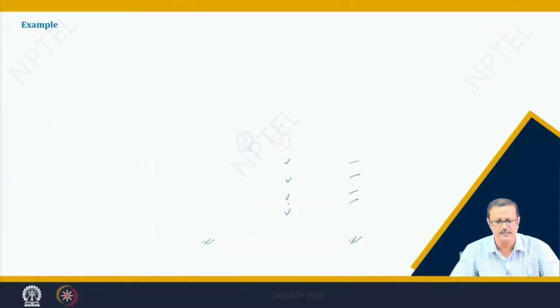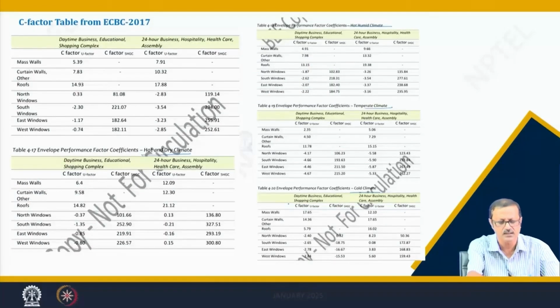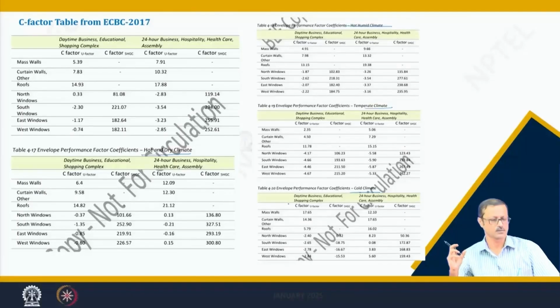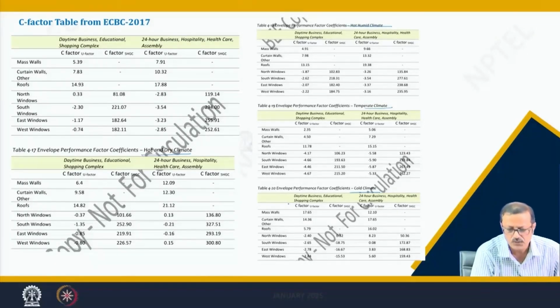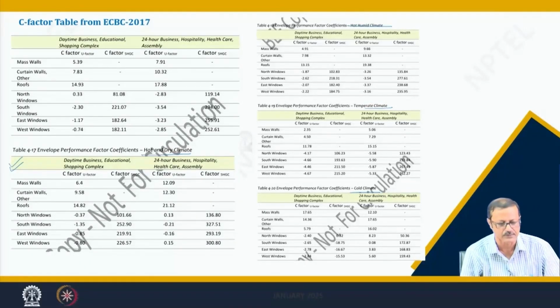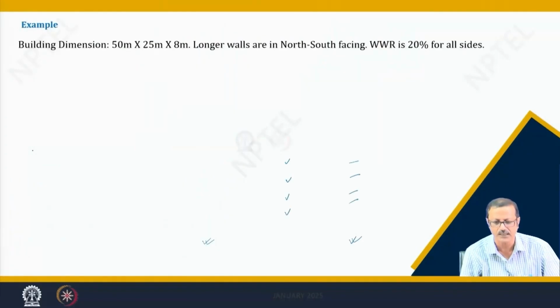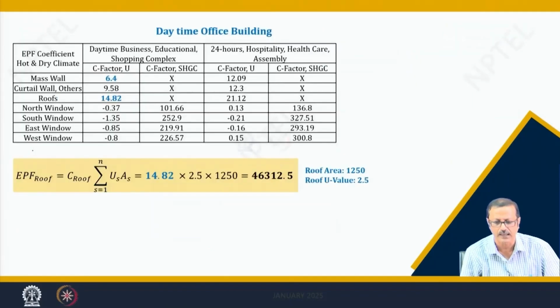If I go back a little bit, you have to take the proper climatic zone data. My climatic zone is hot and dry. So, I have to take this particular table number 4.17. In that table, I have cropped that one, and this is the particular table.